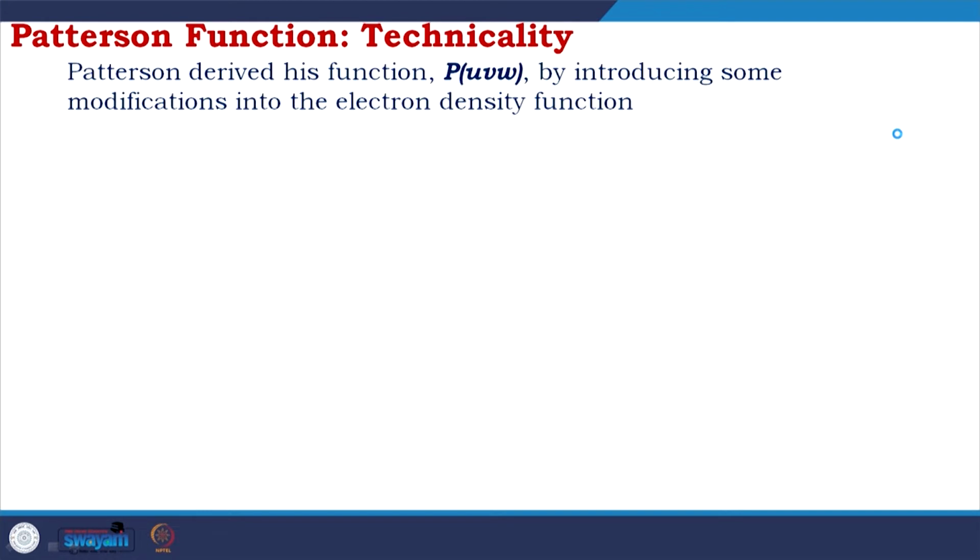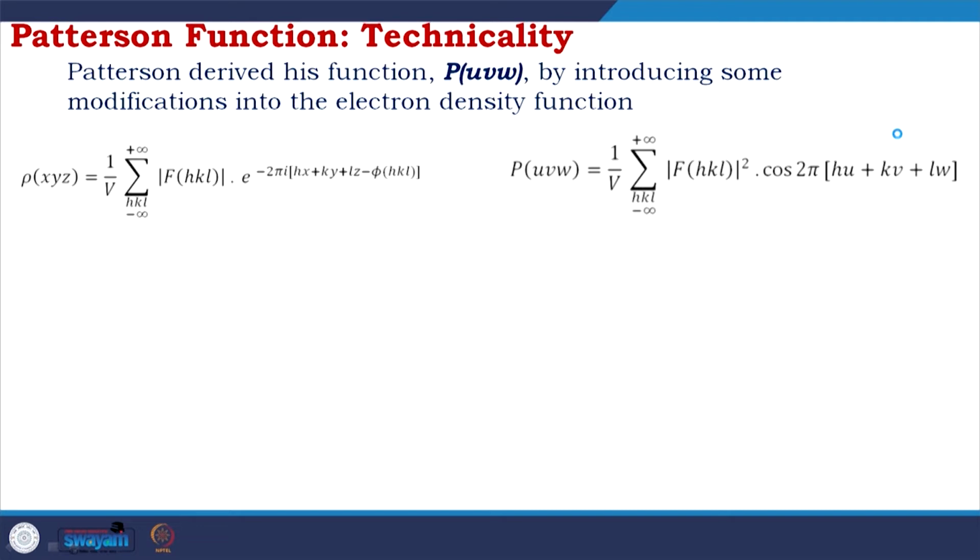Patterson derived his function P(u,v,w). So now x,y,z is changing to u,v,w by introducing some modifications into the electron density function. How? Let us take a look. This is rho(x,y,z), which we know: 1 by V, sum from minus infinity to plus infinity, F(hkl) e to the power minus 2 pi i (hx + ky + lz) minus phi(hkl). The Patterson function, definitely it is u,v,w as I said: P(u,v,w) is 1 by V, sum from minus infinity to plus infinity, |F(hkl)| squared, cos 2 pi (hu + kv + lw). So, in one thing this is squared.